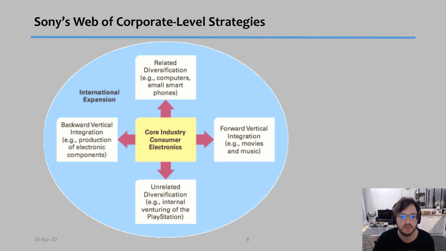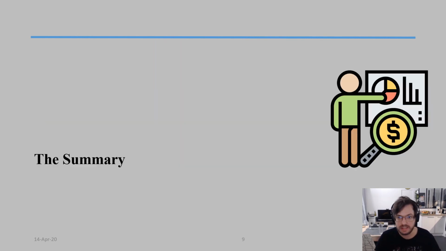So for example, on the backwards vertical integration, they started creating their own production of their own electronic components. But on the forward vertical integration, they started creating their own music, their own videos and movies, for example. So actually Sony, as you can see, is a company that expanded in all four directions when it came to diversification, and this is extremely rare. That's why it's such a good example of a company that has achieved quite a good degree of success in all of them.